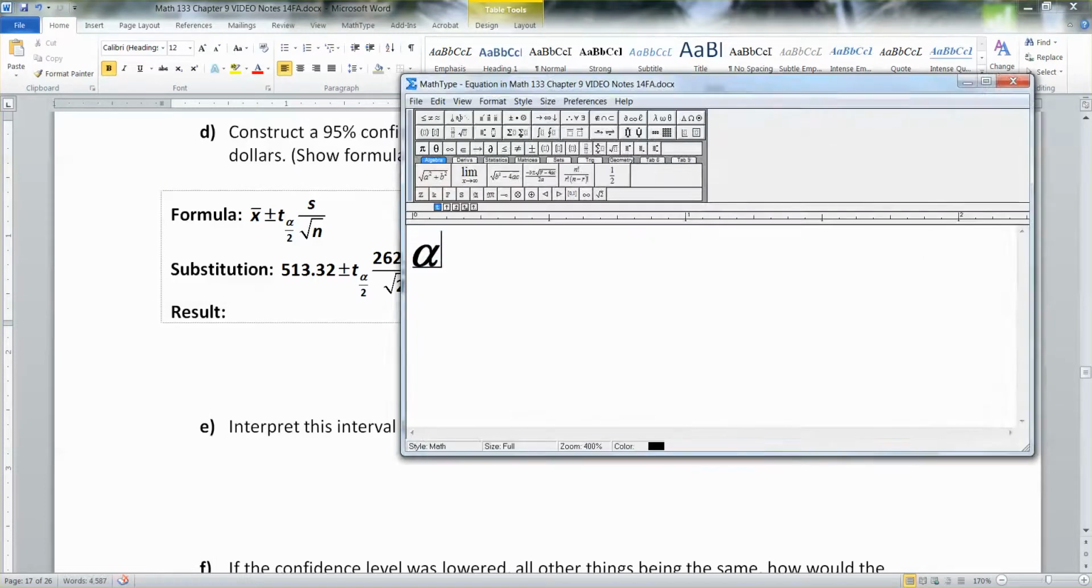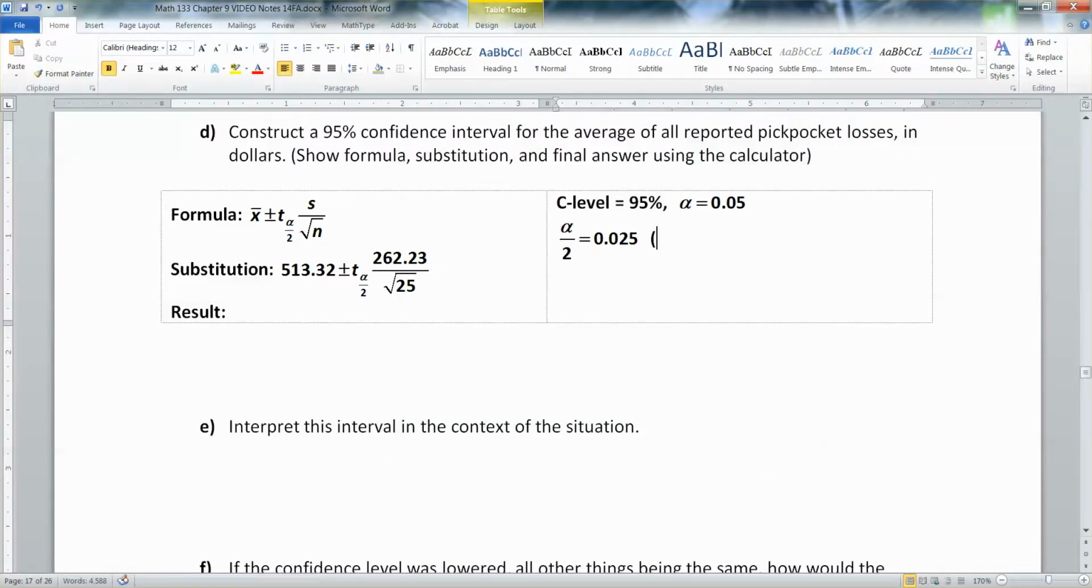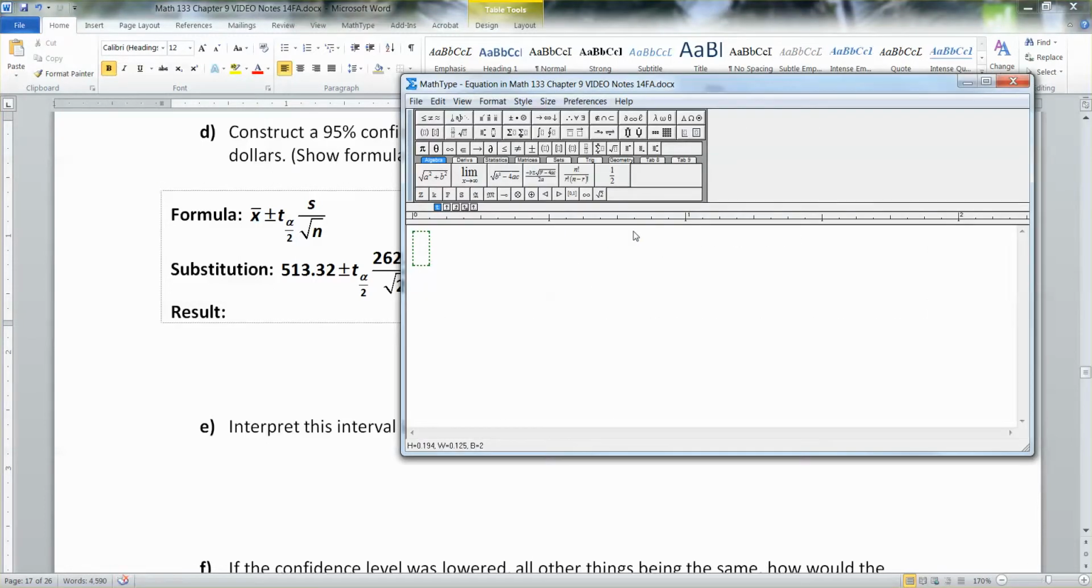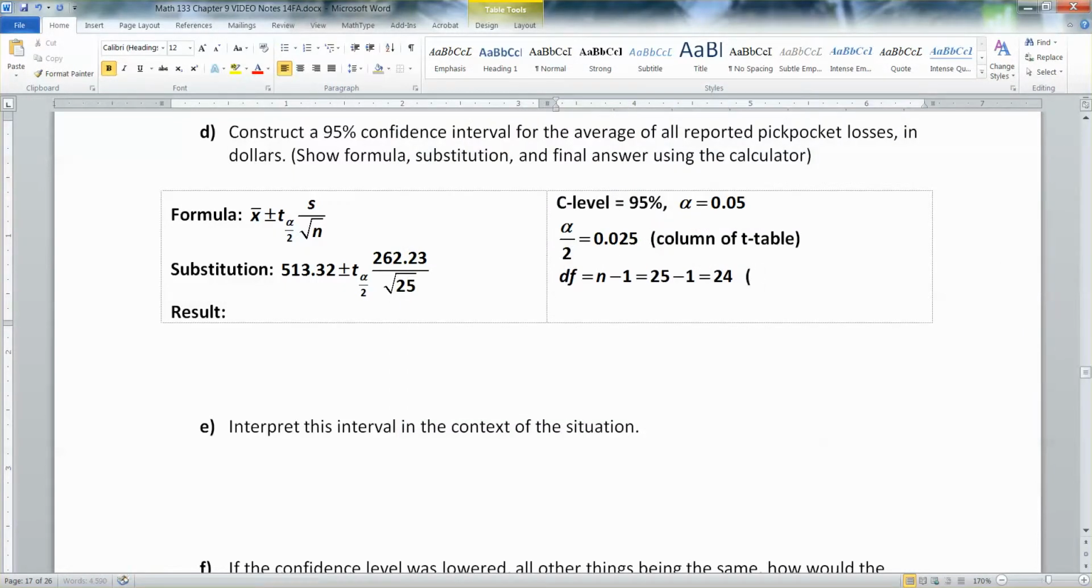That means that alpha over 2 is 0.025. This will be the column of the t-table, if you're going to use the t-table. Now your degrees of freedom is n minus 1, which is 25 minus 1, which is 24. That's the row of your t-table. And luckily for you, this one's in the table. Or you could use your calculator. Either way, doesn't really matter.